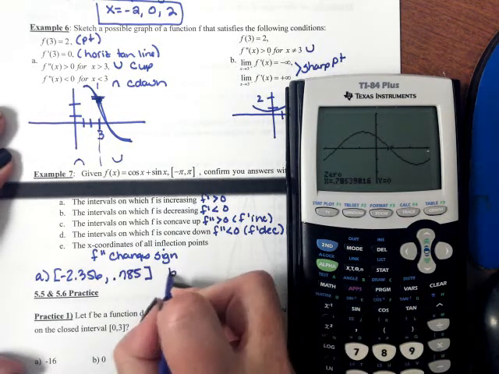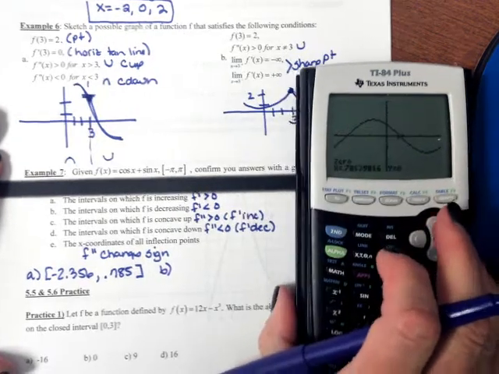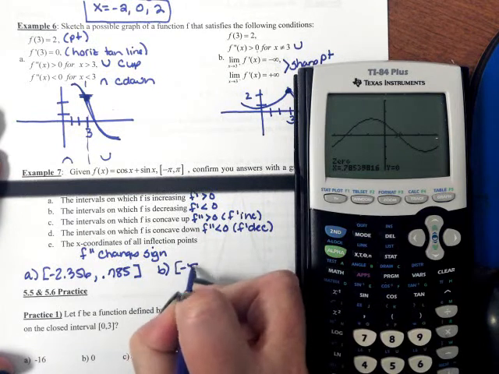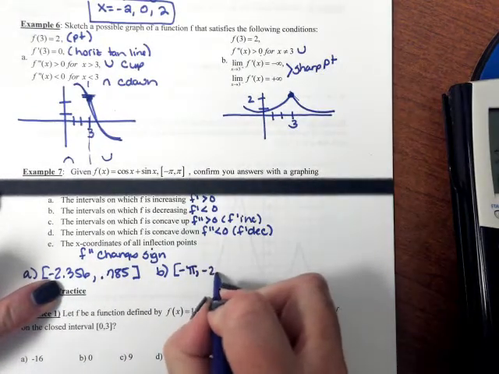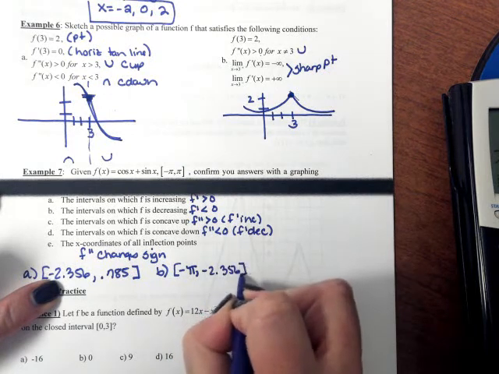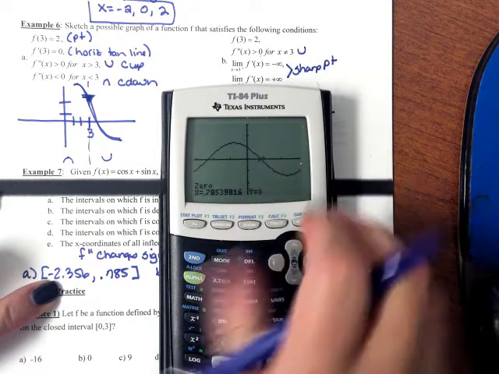Decreasing, remember, for part B is where my first derivative is less than 0. So that's going to be from negative pi to, again, negative 2.356. And it's going to be from this x-intercept, 0.785, to pi.